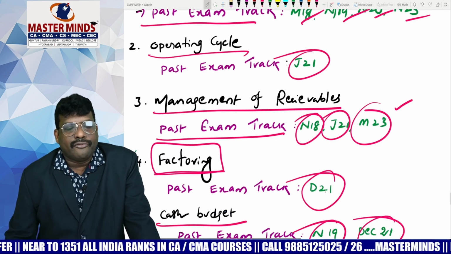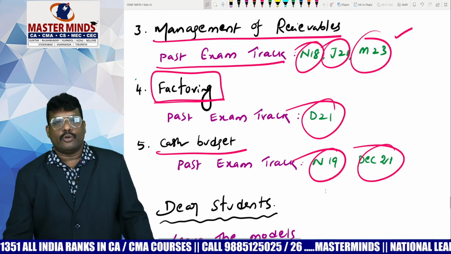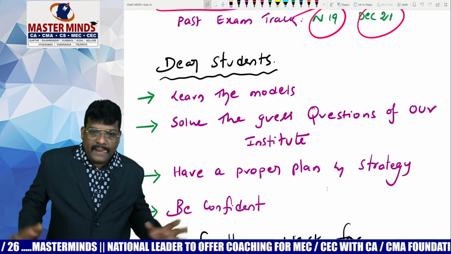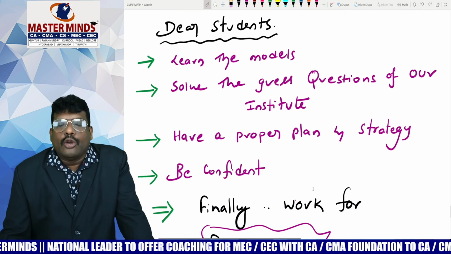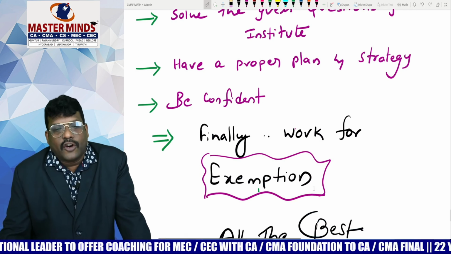But if you are good at all these models, right, you can confidently handle the question paper. Learn this model, solve the guess questions of our institute. Have a proper plan and strategy, be confident. Being confident is a 50% pakka pass, right? And finally, work out for exemption.